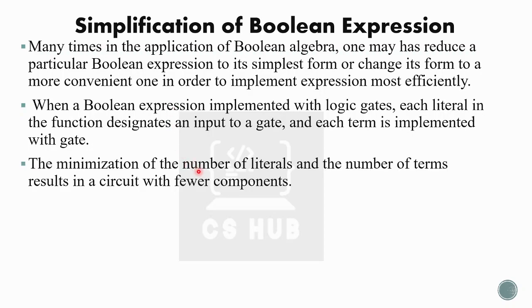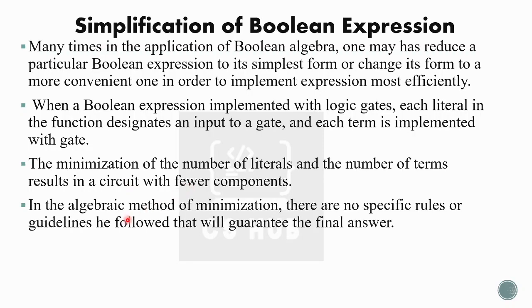So, the minimization of the number of literals and the number of terms results in a circuit with fewer components. So this is the need for simplification: to become a more convenient expression, a more efficient expression, to minimize the circuit and produce a circuit with fewer components. These are the needs for simplification of a Boolean expression.